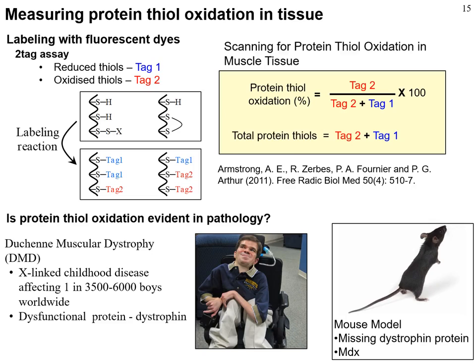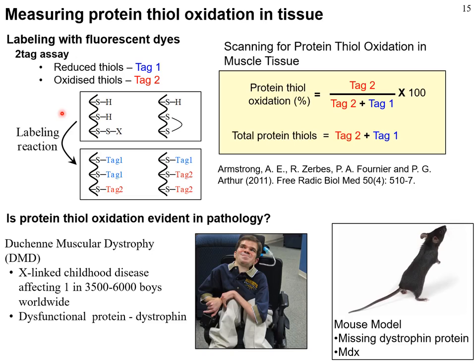So our research group has been discussing this problem. Can we show that protein thiol oxidation is actually occurring in tissue? Some time ago, we developed a fluorescent labeling technique to find out. I won't go into the details of the technique, but if you're interested, there's a publication that you can have a look at.